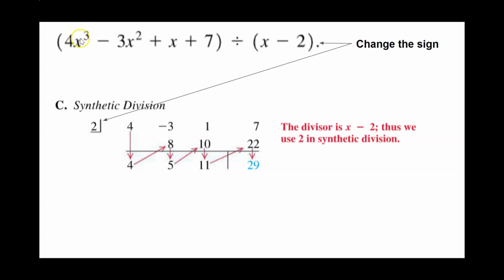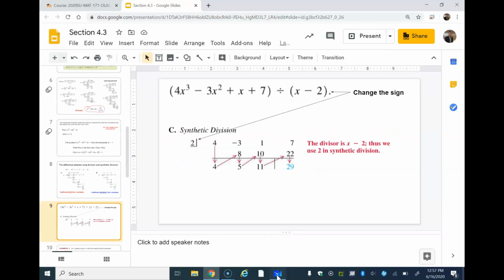We started with x to the third, and then when we write our answer, we're going to start this answer by dropping the exponent down one time. So this is actually going to be 4x squared plus 5x plus 11 with a remainder of 29. So let me show you what that looks like.